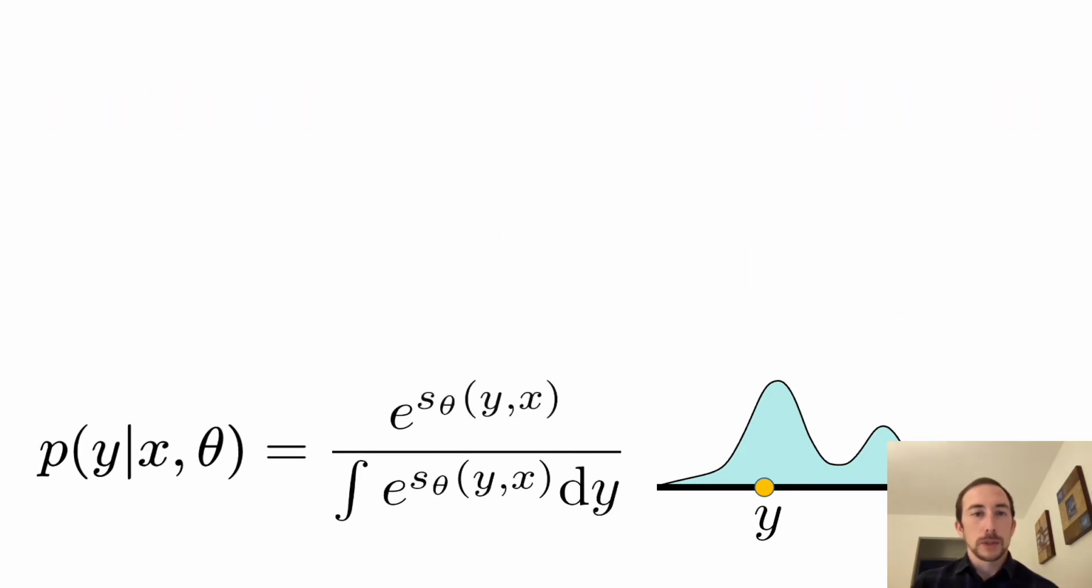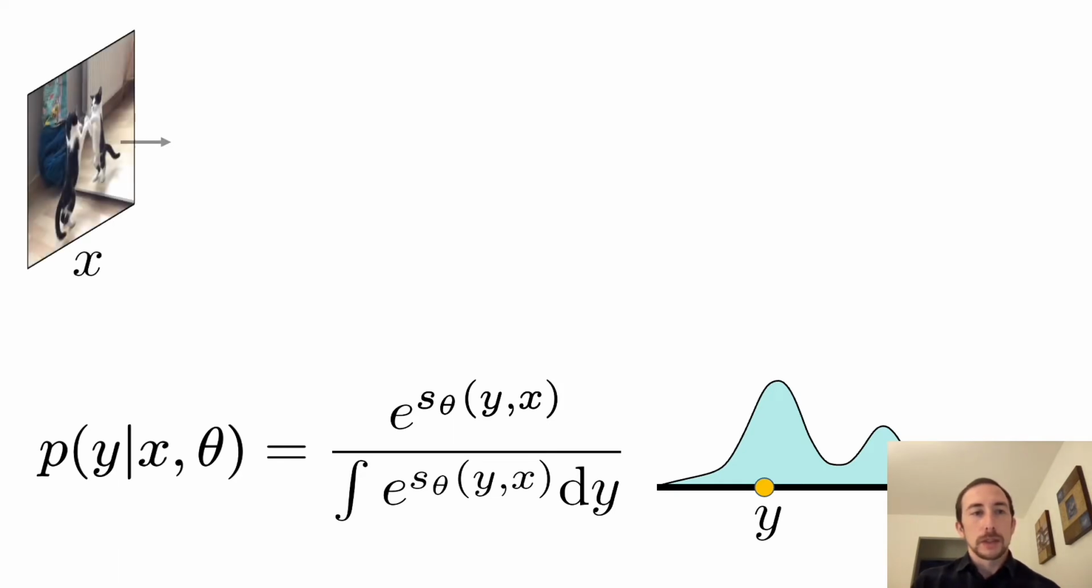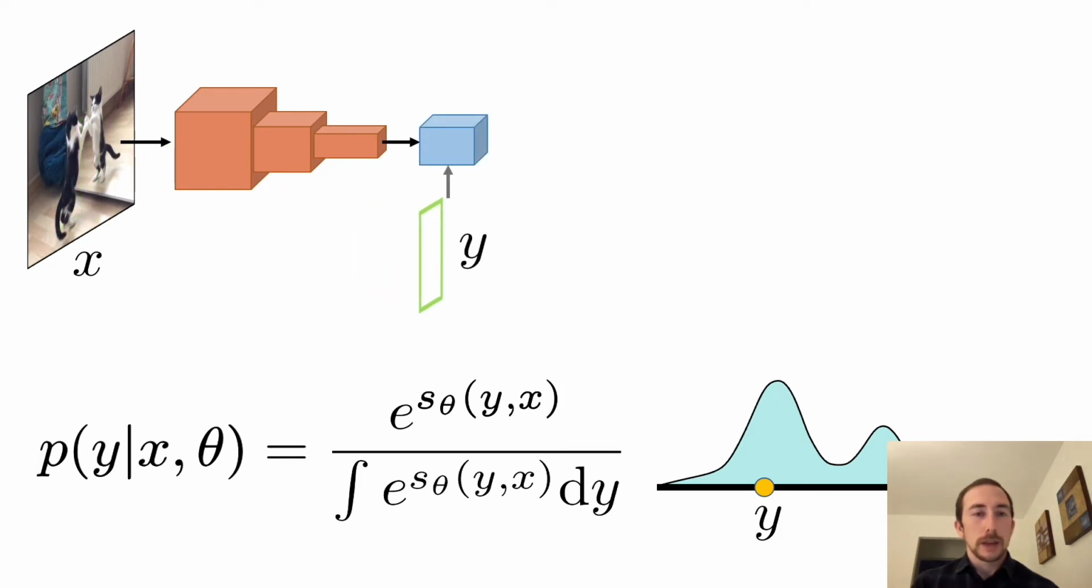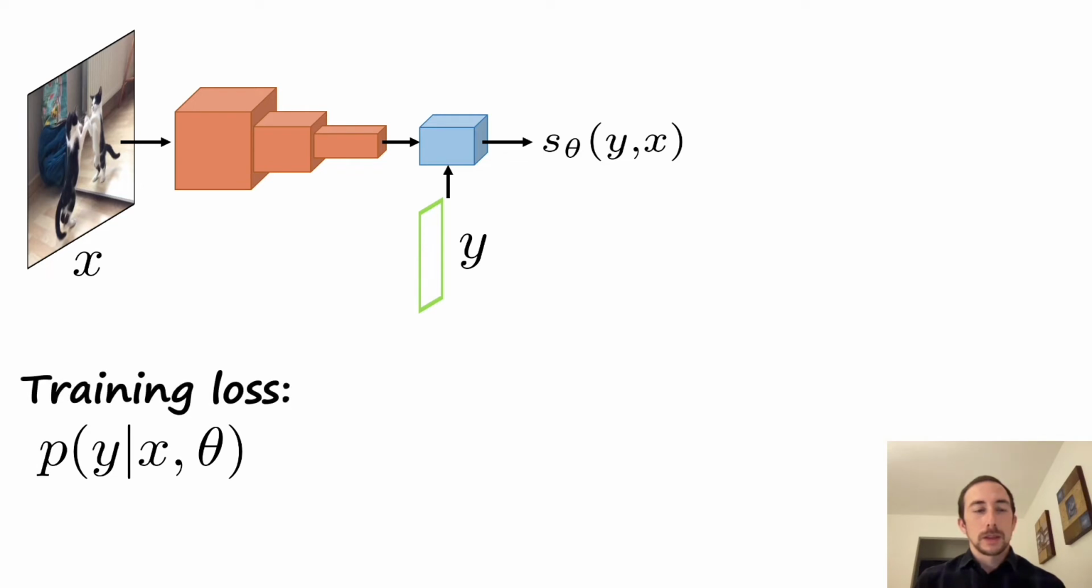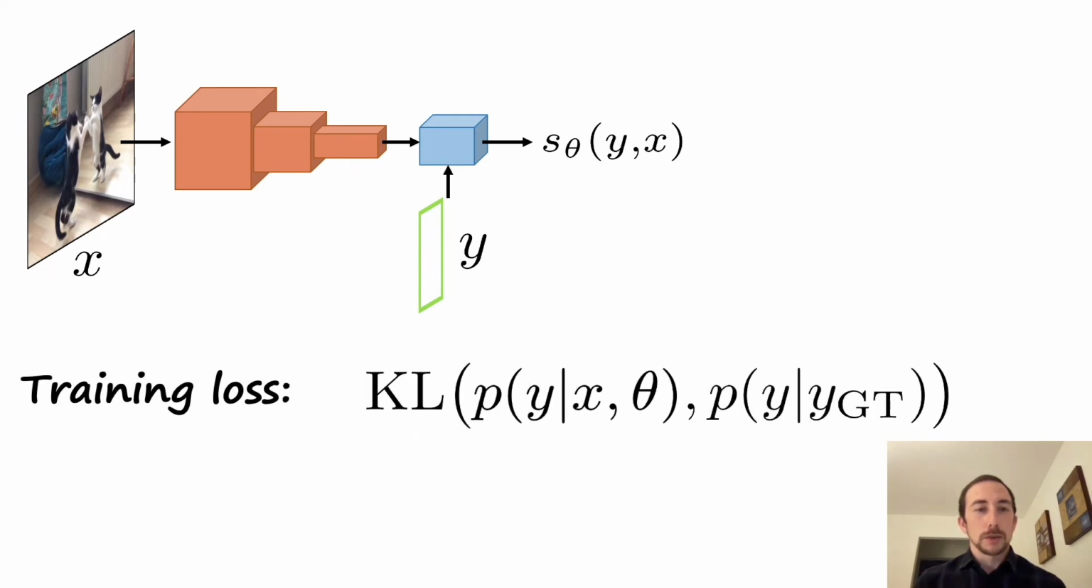We parameterize our distribution using an energy-based model as follows. This means that our network takes as input both the image x and the bounding box y and outputs an energy value s. Then to train our energy-based model, we minimize the KL divergence between our parameterized distribution and the label noise here.